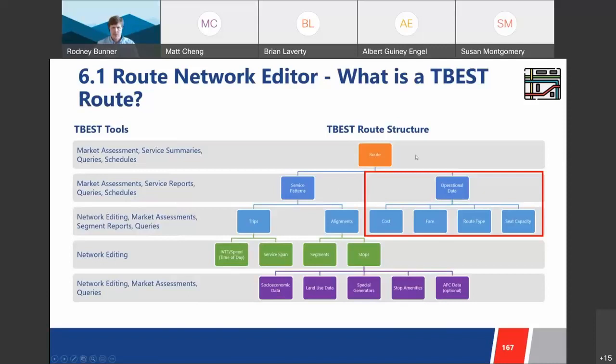So the first ones we want to tackle are the operational data here under the route structure. So cost, fare, route type, and seat capacity.